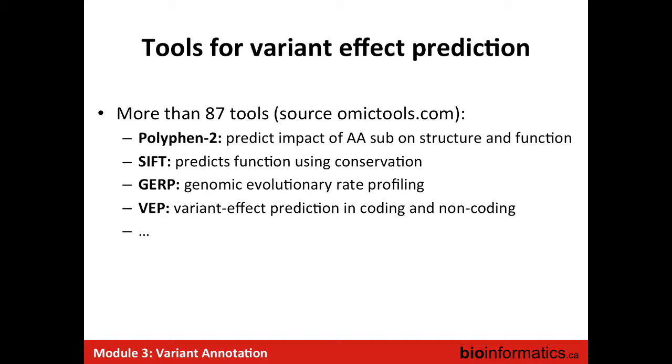Mike talked a bit about PolyPhen-2. There's a total of 87 different tools, as reported on this particular website, that do this. So there are lots and lots of different ways you can do that, and people have different opinions about what works better or worse. I don't think there's a single tool for this annotation that's necessarily better than the others. It's good, if you can, to have annotation from a few of these in parallel to predict the impact of the variant.